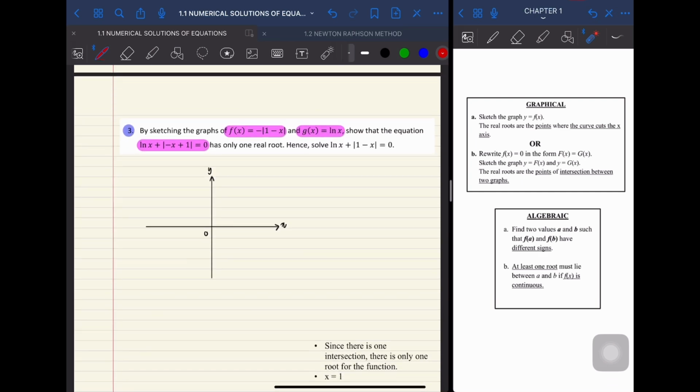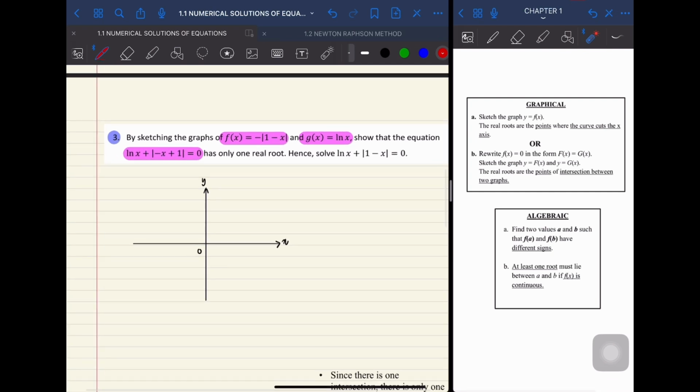By sketching the graphs of f(x) and g(x), show that the equation below has one root, hence solve the equation. This is also the same as number 1. You just need to rearrange the equation, because we cannot directly draw the graph. So negative 1 minus x is your f(x), and ln x is your g(x). Let's draw our graph.